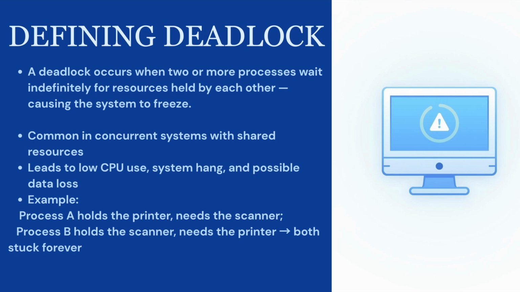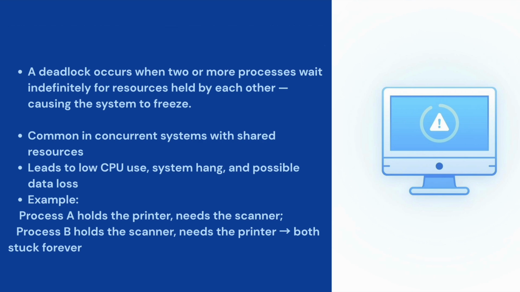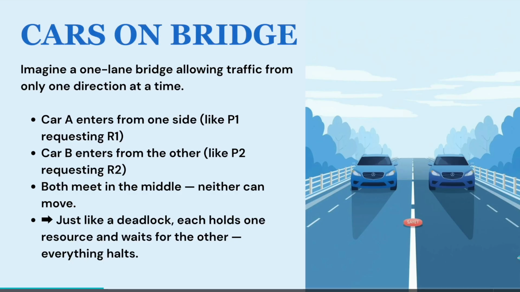To visualize this, we can use an example of a one-lane bridge that allows cars from only one direction at a time. Now, if car A enters from one side and car B enters from the other, and both meet in the middle and stop, neither can move forward or in reverse. This situation perfectly mirrors a deadlock, where each car represents a process that is holding on to one resource and waiting for another. Just like traffic halts on this bridge, process execution halts in a deadlock situation.